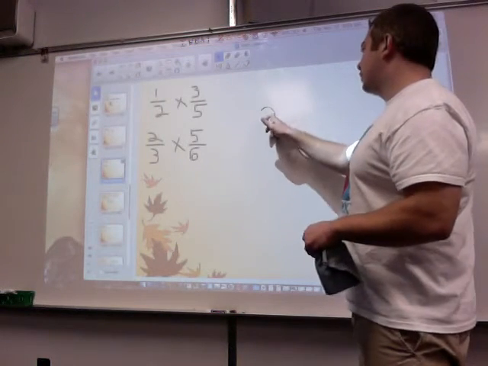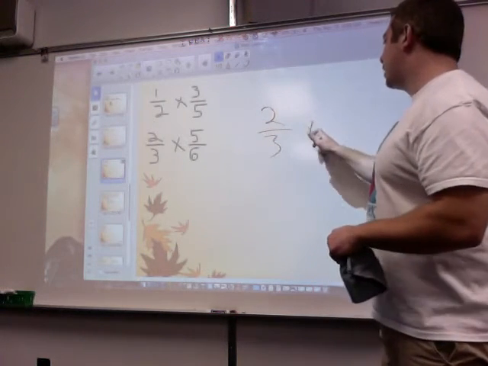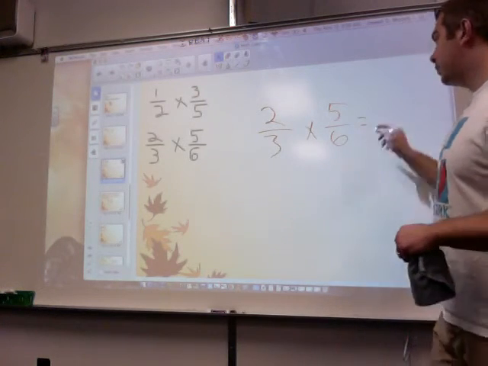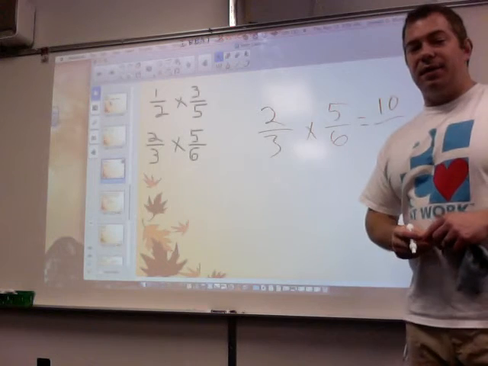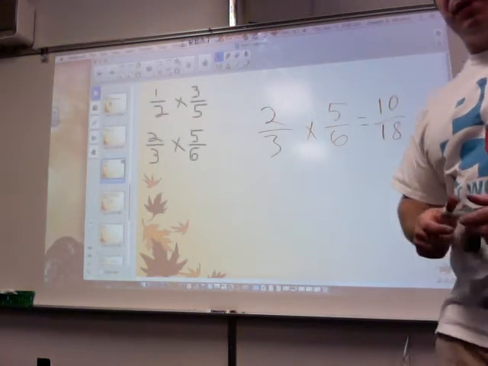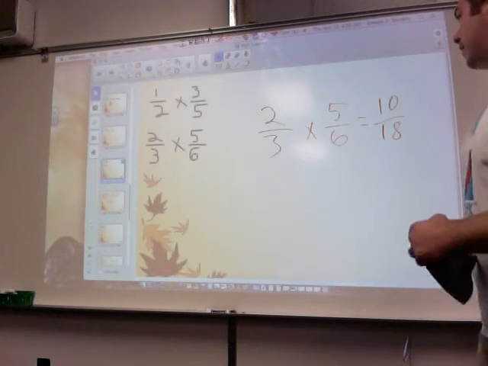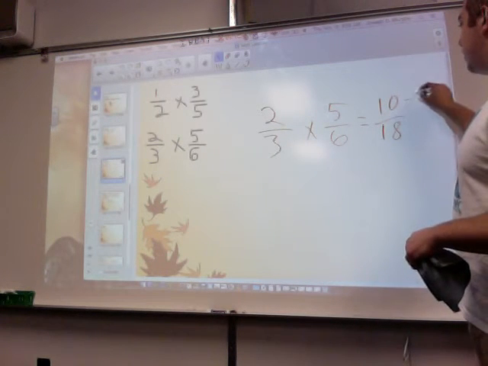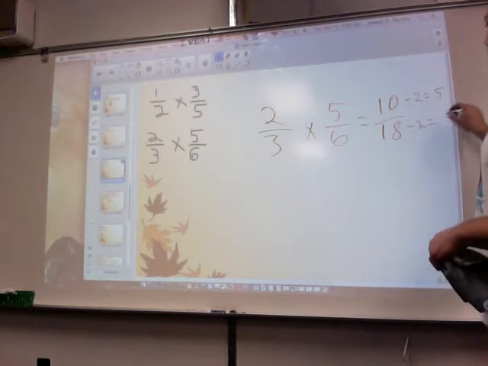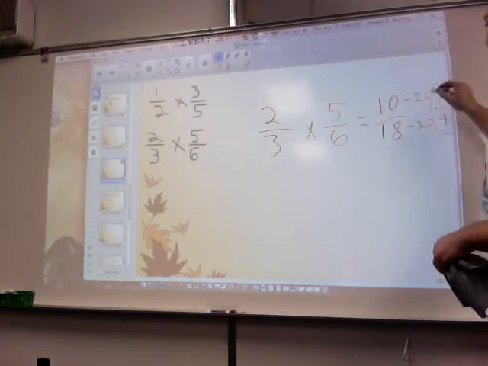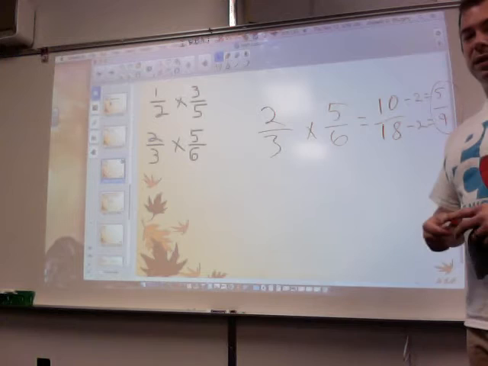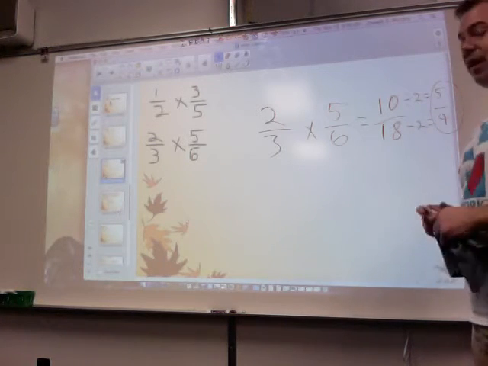So let's do our 2/3 times 5/6. All right, 2 times 5 equals 10, and 3 times 6 equals 18. Now 10/18, those are both even numbers, so I know they could be divided by 2. They have a common factor of 2. 10 divided by 2 equals 5, and 18 divided by 2 equals 9. So my answer is 5/9. Now 10/18 is also my answer, but it's going to ask you to put it in simplest form most of the time, and 5/9 is simplest form.